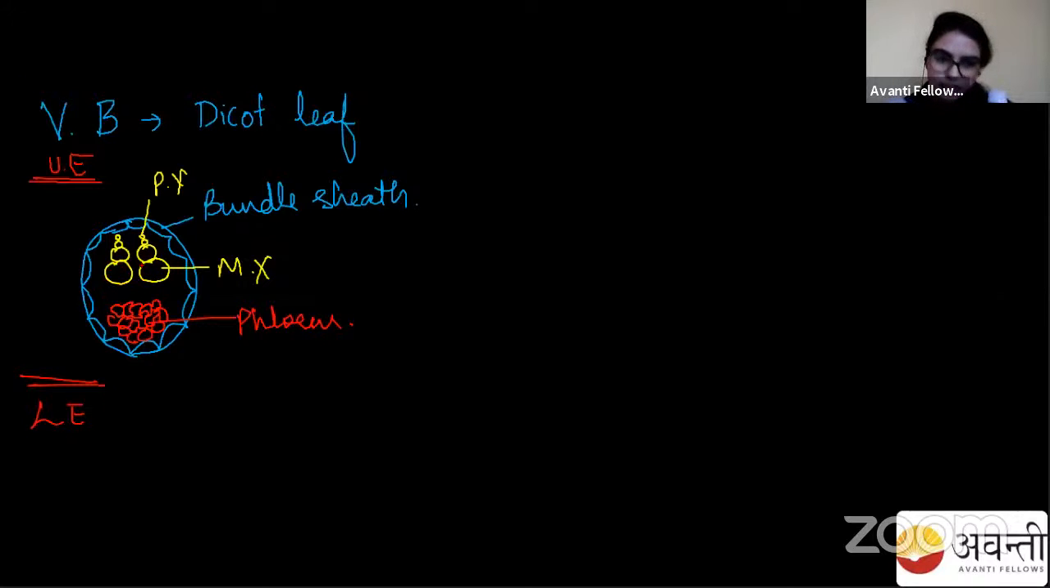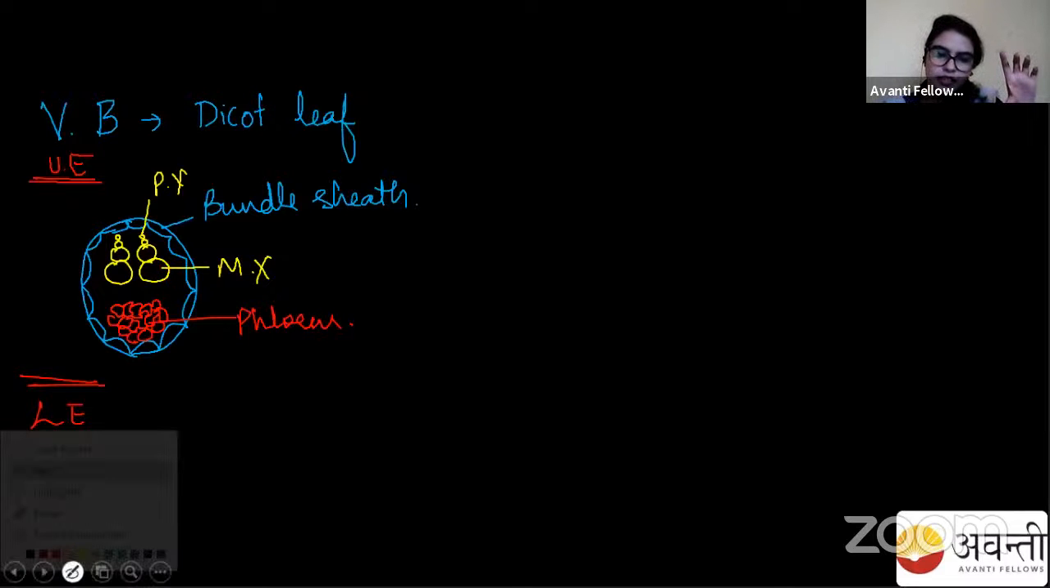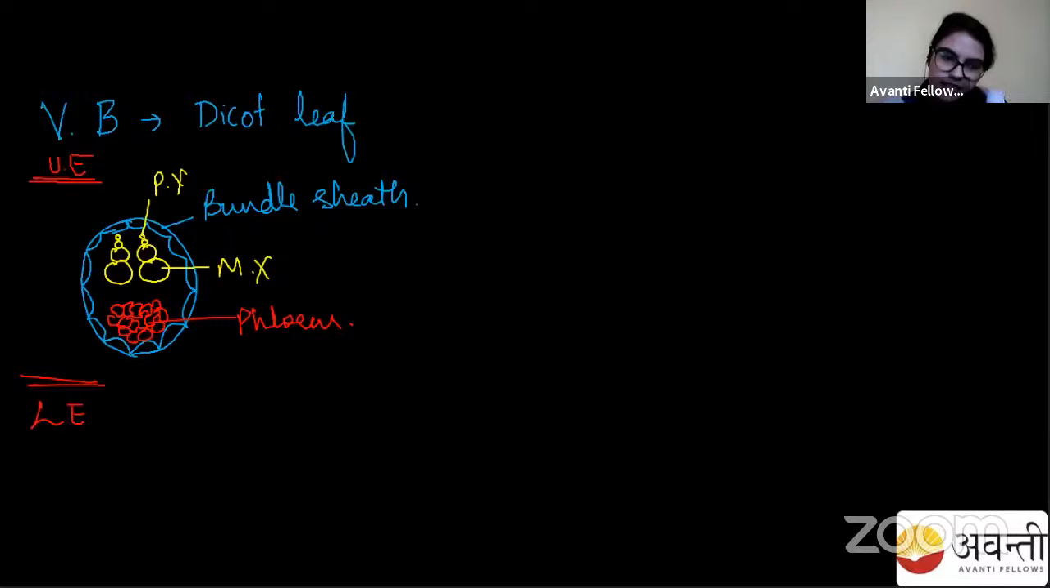But here in the bundle sheath, apart from xylem and phloem, there are some packaging cells, and those packaging cells are nothing but your parenchyma cells. Here we call these packaging cells. So now you tell me, which type of vascular bundle is this? First, is it radial or conjoint? You tell me.